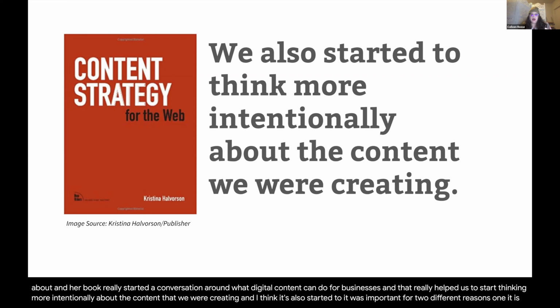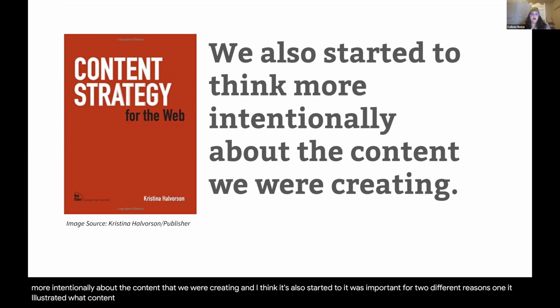One, it illustrated what else content professionals can bring to the table. But it also started to help us expand our ideas about what content is and can be.